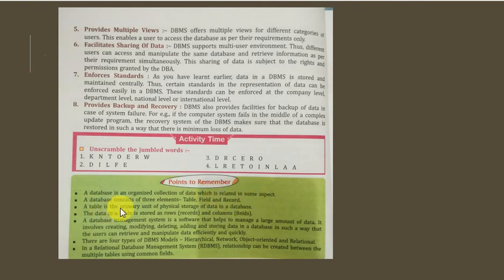A table is the primary unit of physical storage of data in a database. This is the primary unit, meaning this is its base. Without this there cannot be any DBMS. The data in a table is stored as rows, which are records, and columns, which are fields.